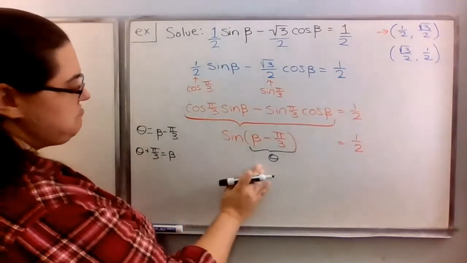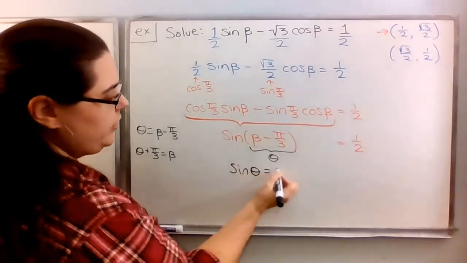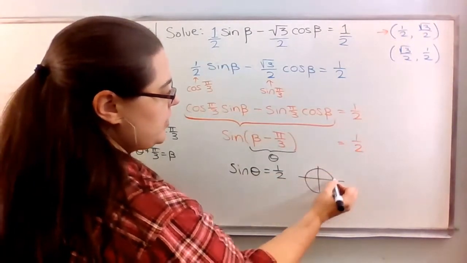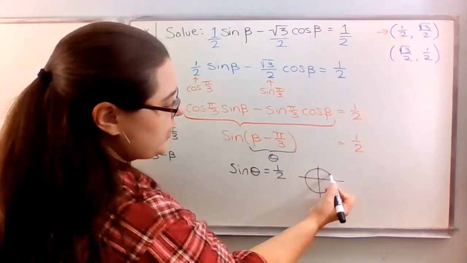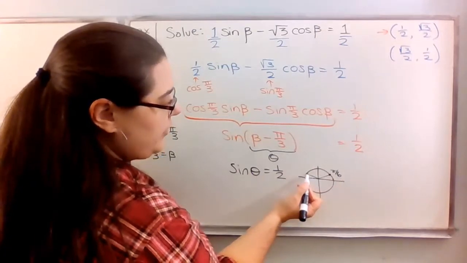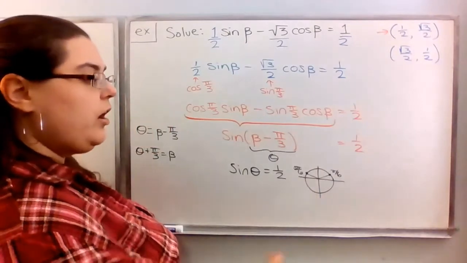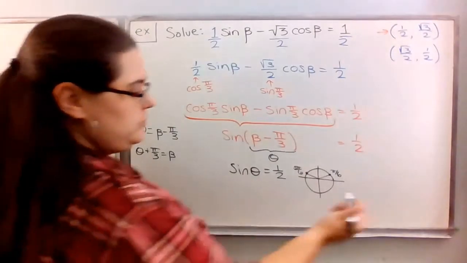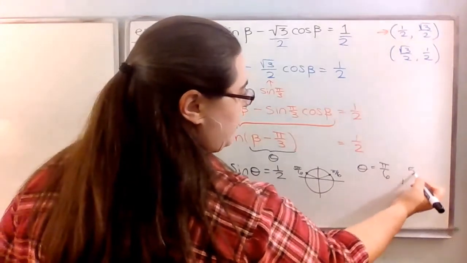So in this case, since we have sine of theta is 1/2, let's just go ahead and solve that for theta. So I'm going to draw my unit circle here for reference. Sine is going to be the y value. So y is 1/2 here at pi over 6. And it's 1/2 here at 5 pi over 6. So that means we are getting two base solutions for theta. Theta is pi over 6, or it is 5 pi over 6.